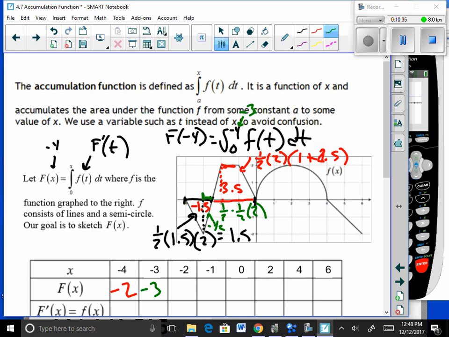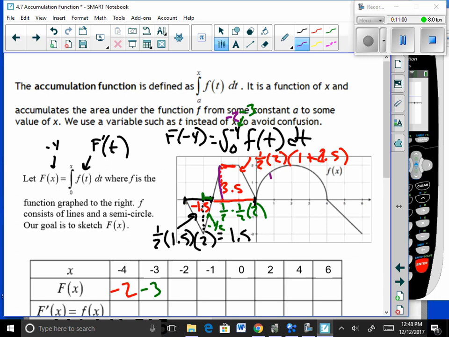Now when I find the integral from plugging in negative 2 for the x, I'll find the area under the curve from negative 2 to 0. So now I don't want the entire trapezoid. I'm going to shave off that little triangle part of it, so I will have to recalculate that area.